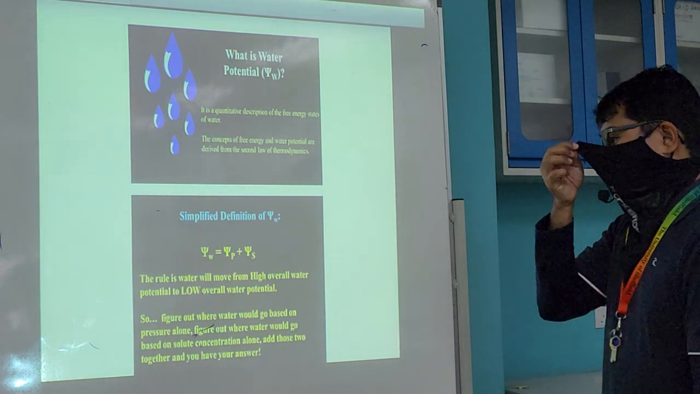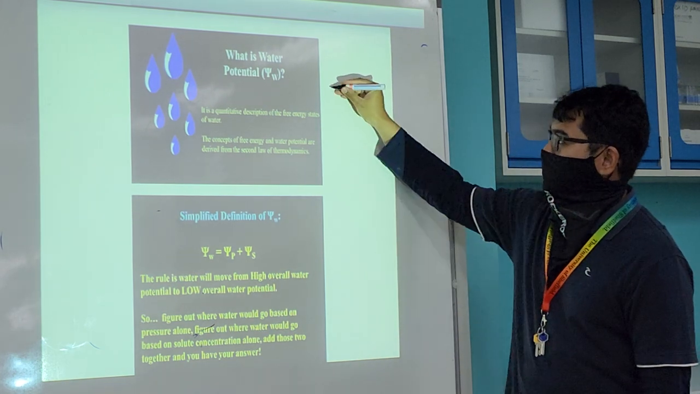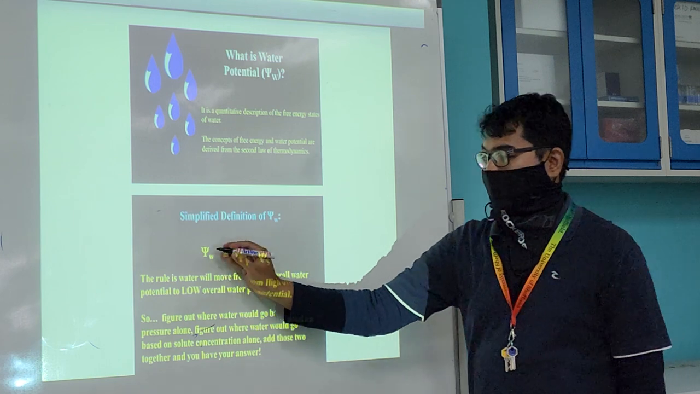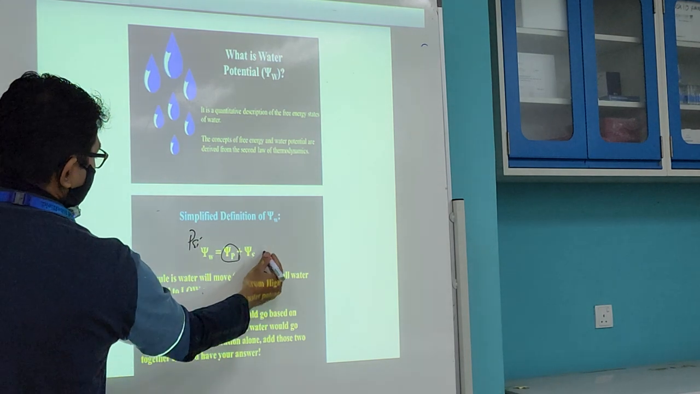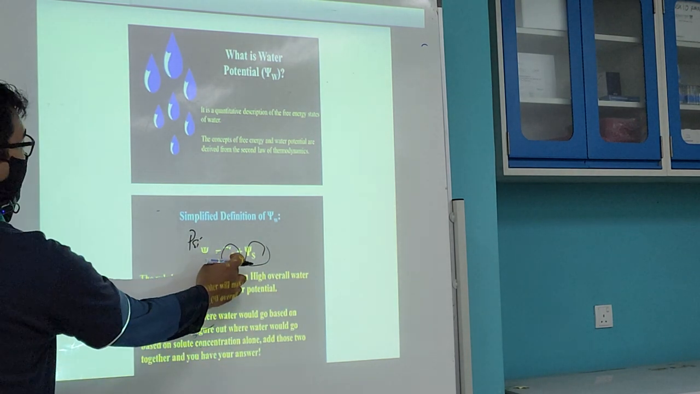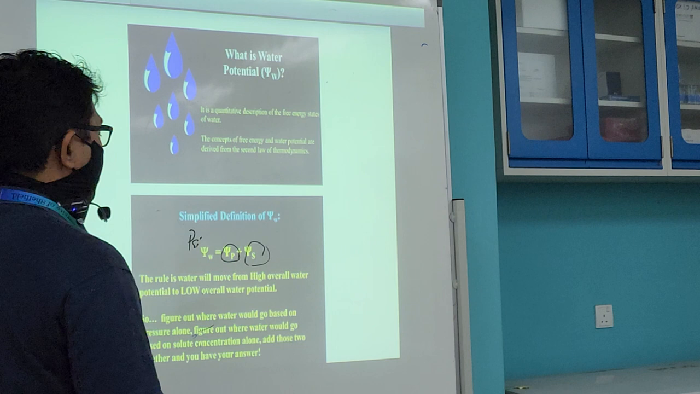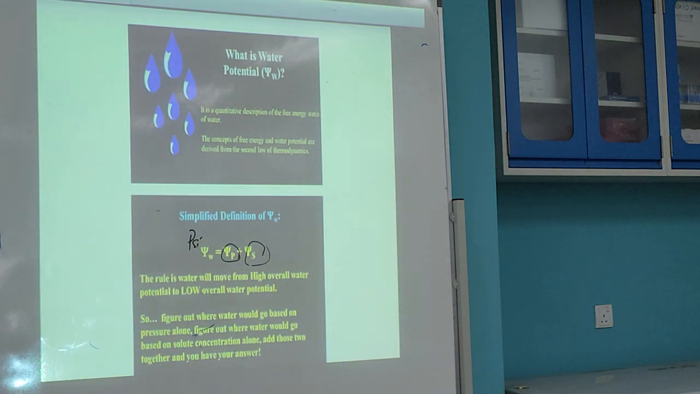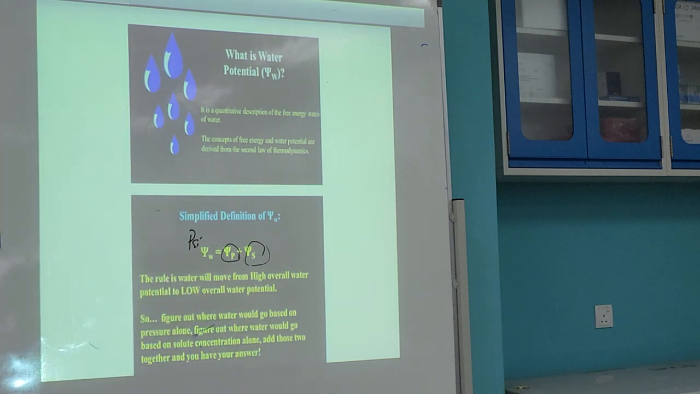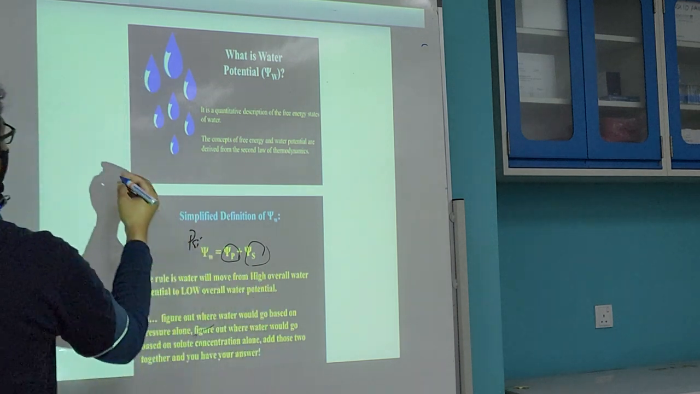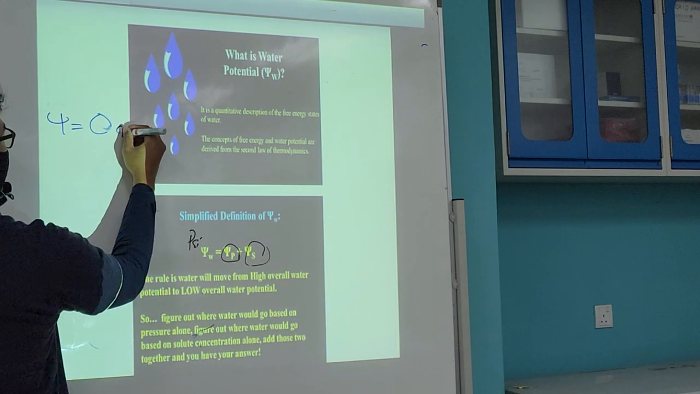So the simple definition of water potential: psi w equals psi p plus psi s. Psi p is the water potential for the pressure and psi s is the water potential for the solute, right? So it says here, water will move from higher water potential to lower water potential. What is meant by higher and lower? Water potential is always zero for pure water.